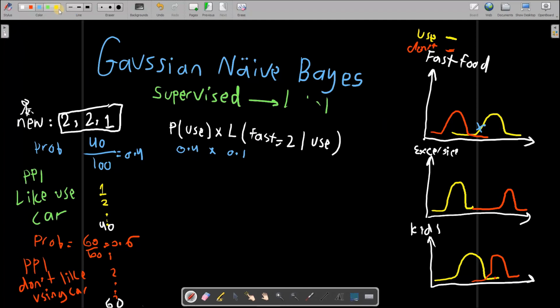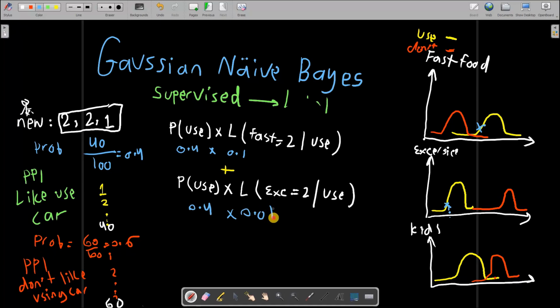Now we need to add to this term, after we calculate this, the probability that he uses a car multiplied by the conditional probability that he exercises 2 times a day, given that he uses a car. Again, here we have 0.4, and then we need to look at the likelihood of exercising when using a car. Let's assume that it is somewhere maybe here. I'm just making random guesses right now just to show you how it works. Now this will be multiplied by, let's say, 0.01.